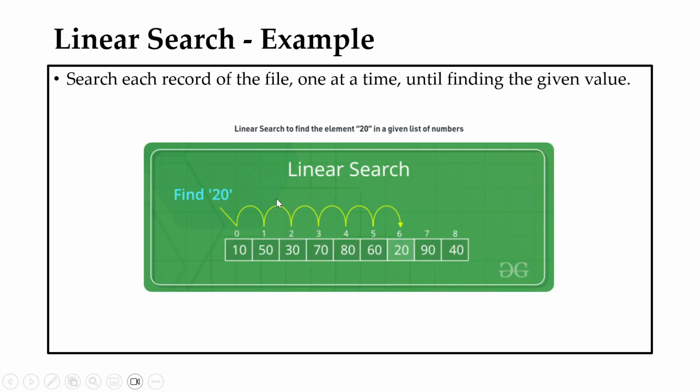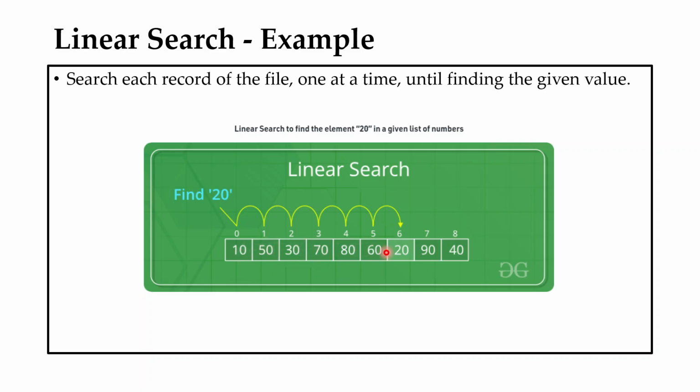Here is an example. This is an unsorted array, and I am searching for the element 20. I will go by linear search. At first I compare 20 with 10. It is not a match. So I compare 20 with 50, 20 with 30, 20 with 70, 20 with 80, 20 with 60, and 20 with 20. When 20 meets 20, the key which I am searching for has been found, and that will be shown in the output. This is called linear search. It goes linearly, searching one by one.